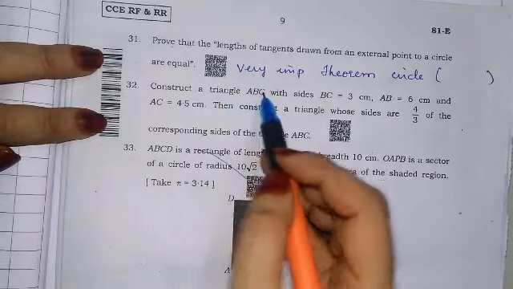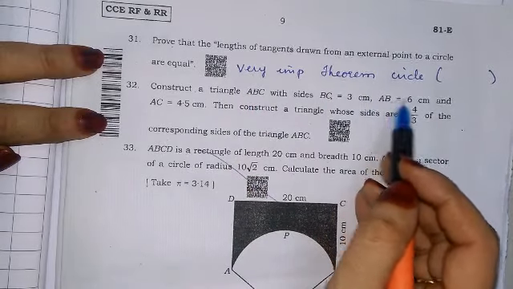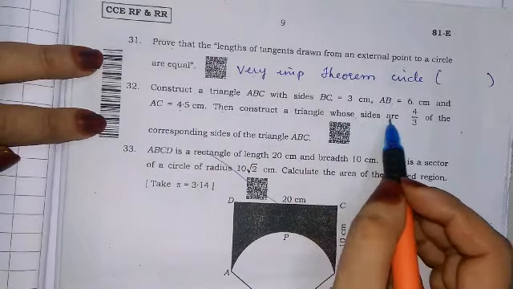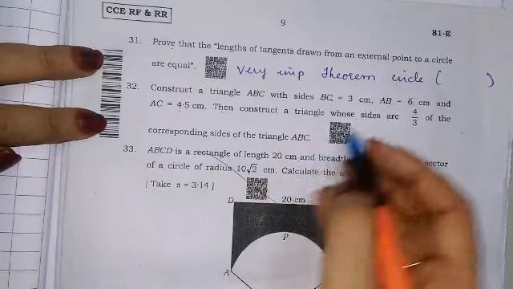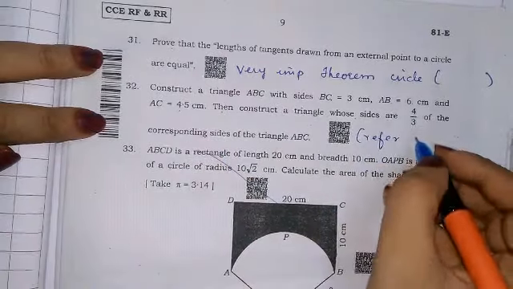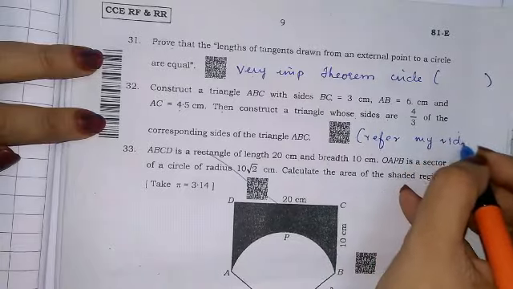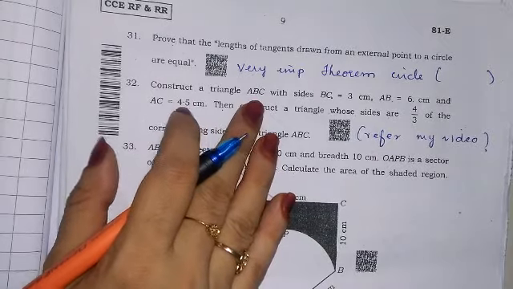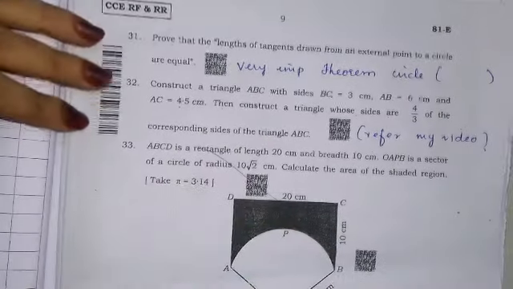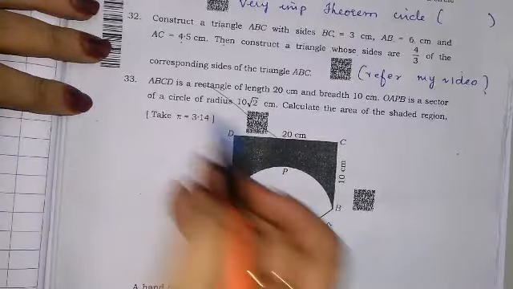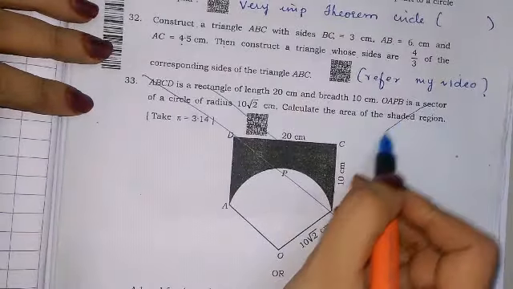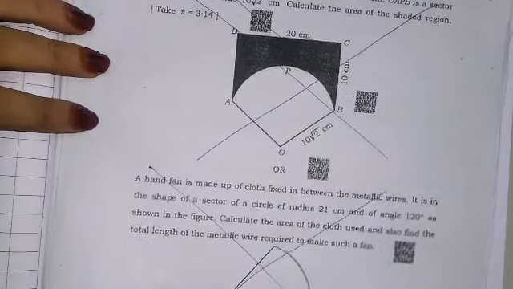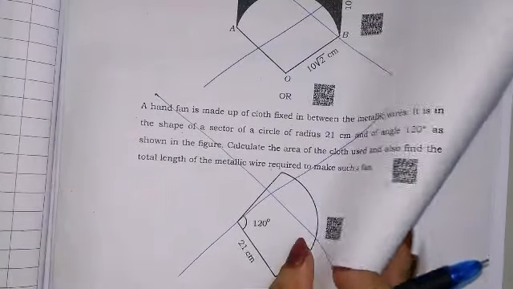Construct a triangle ABC with side BC 6 cm, AB 6 cm and AC 4.5 cm. Then construct a triangle whose sides are 4/3 of the corresponding sides. For this construction also, you can refer to my construction video, where I have explained 5 or 6 problems of constructions. So let us see the next question. Question number 33 is area related to circles, which is reduced for this year. These both problems are reduced for this year. Okay. So let us see the next problem.